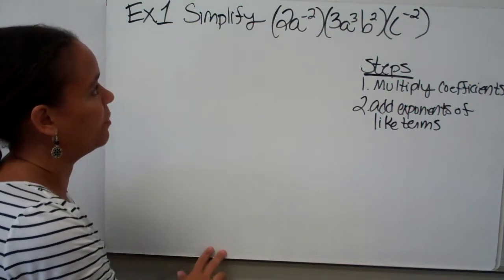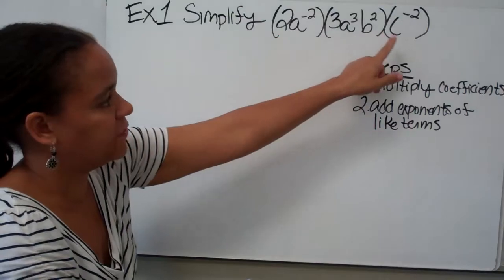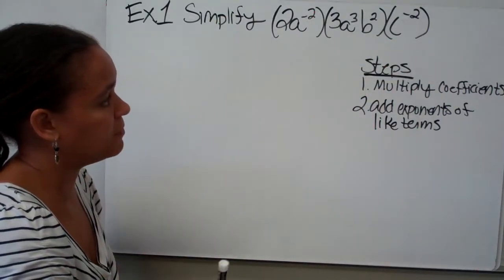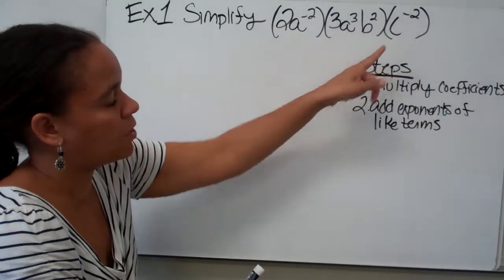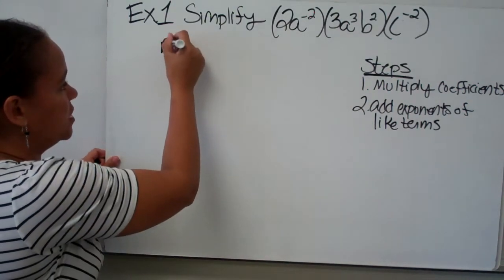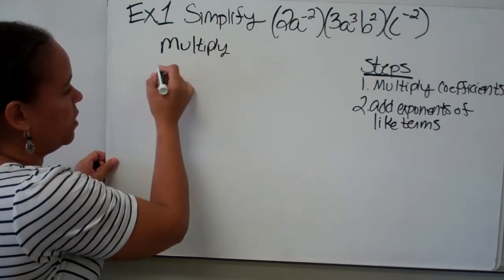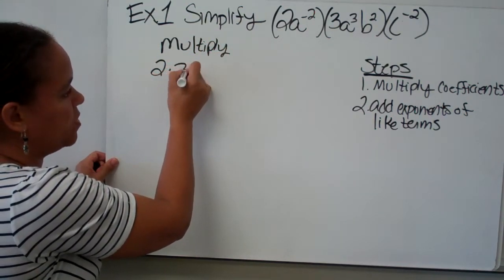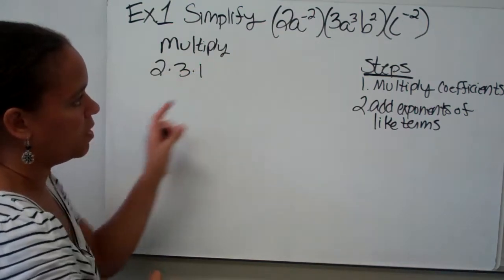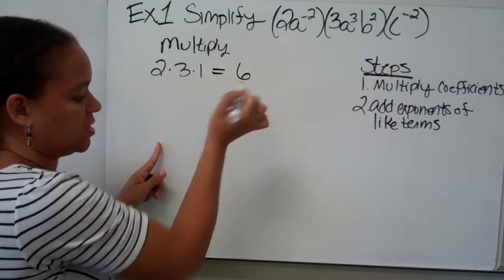So let's look at an example. Let's simplify this then. We have 3 different expressions here, and we want to simplify them. So the first thing we're going to do is multiply the coefficients. Since this is all multiplication, we're going to have 2 times 3 times 1. So that's our coefficients. Of course, that's just going to be 6.